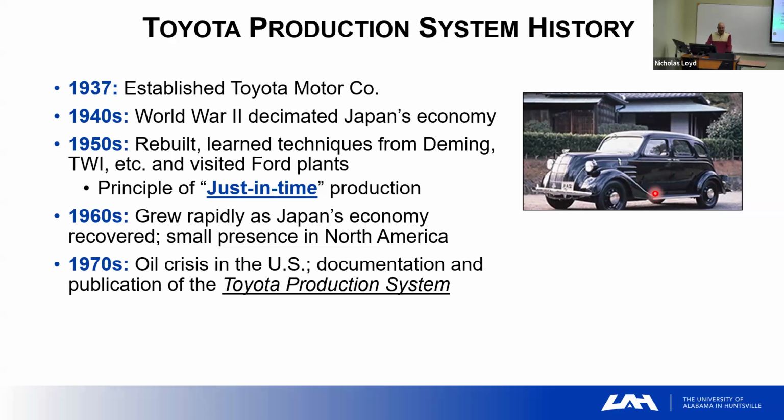So in 1937, Sakichi Toyoda's son Kiichiro Toyoda established Toyota Motor Company and almost went out of business, as most of the Japanese economy did during World War II. They rebuilt during the 50s. And part of their effort in rebuilding, learning from Deming, learning from the training with the industry folks, but they also sent a group of engineers and managers to the US to study Henry Ford's plant.